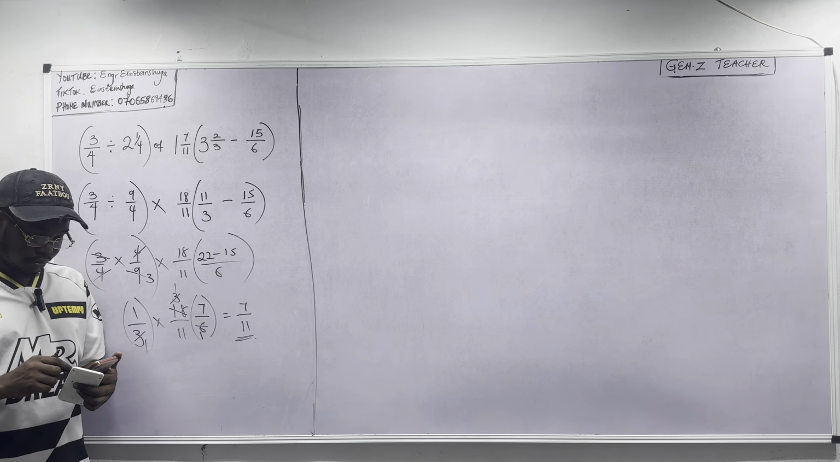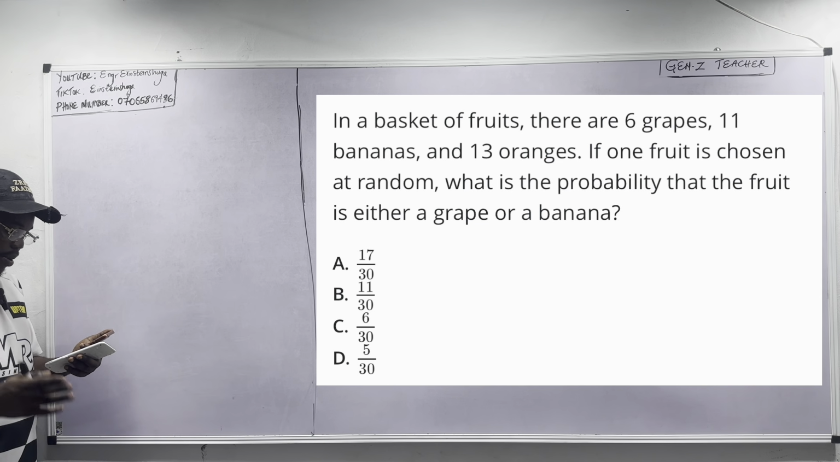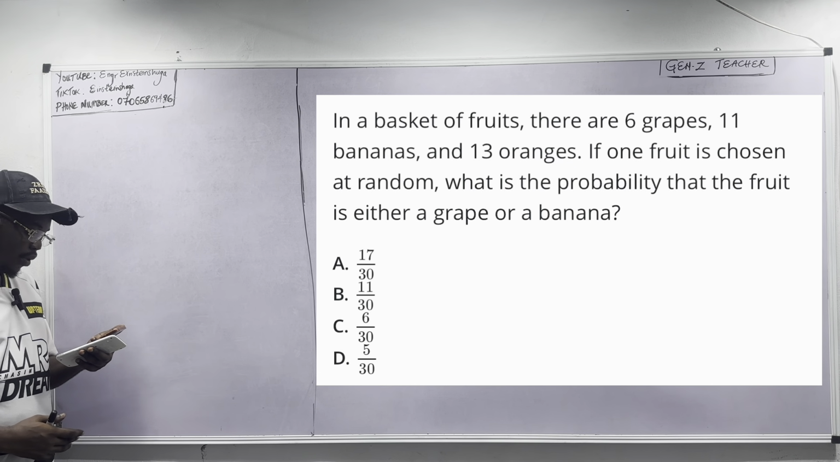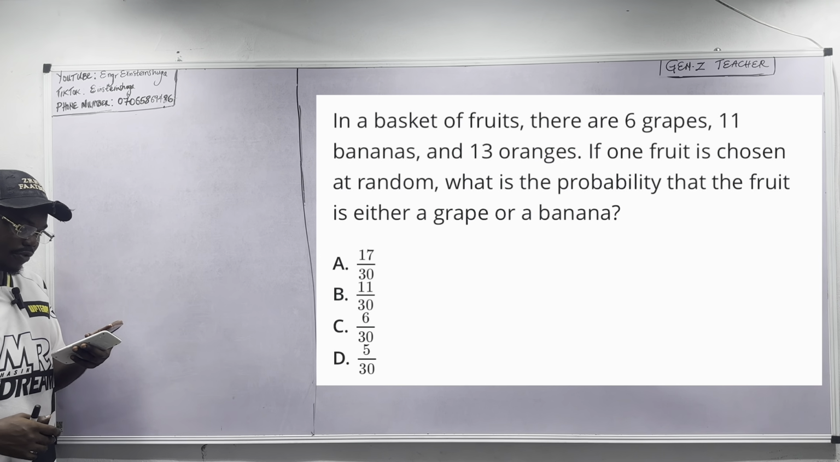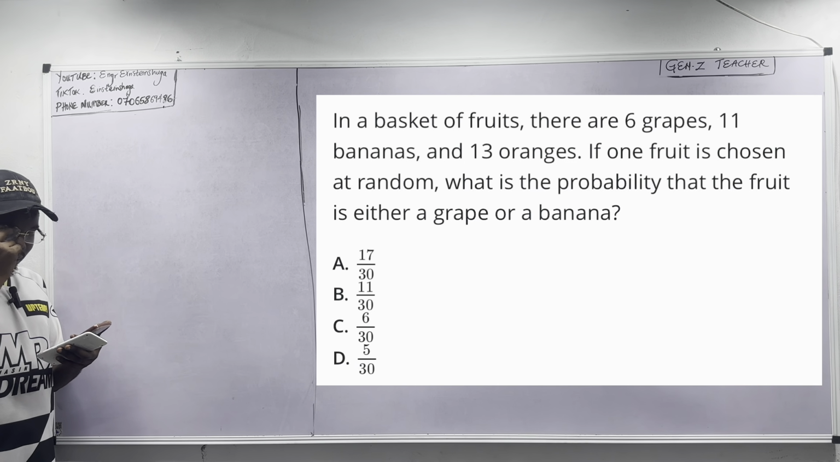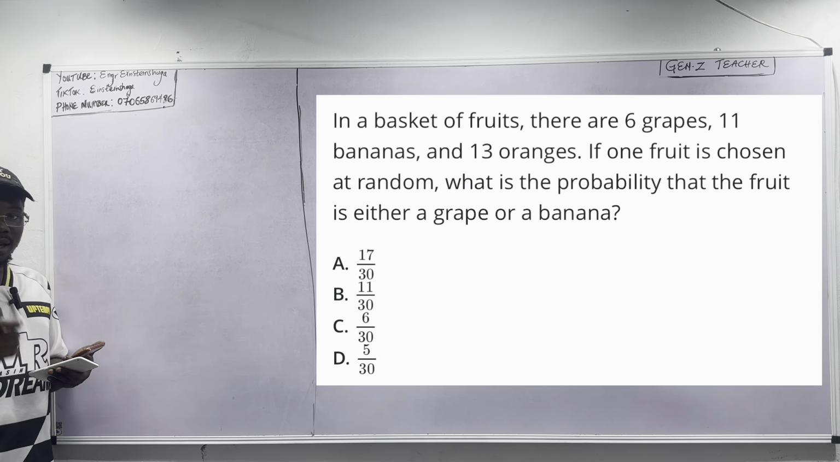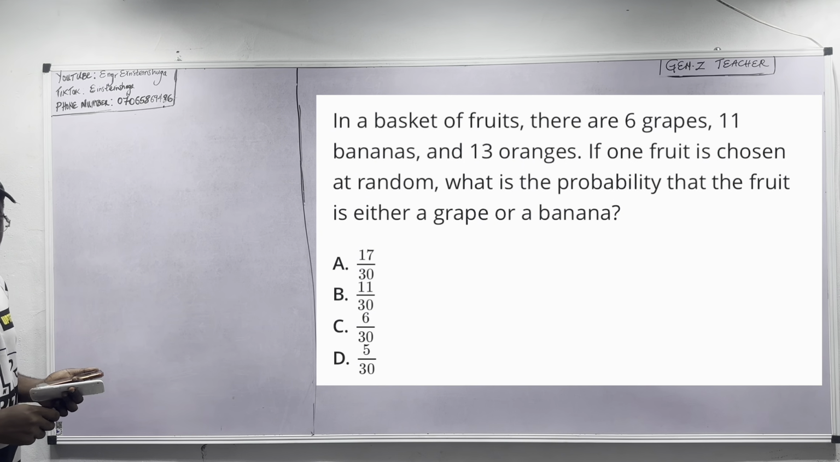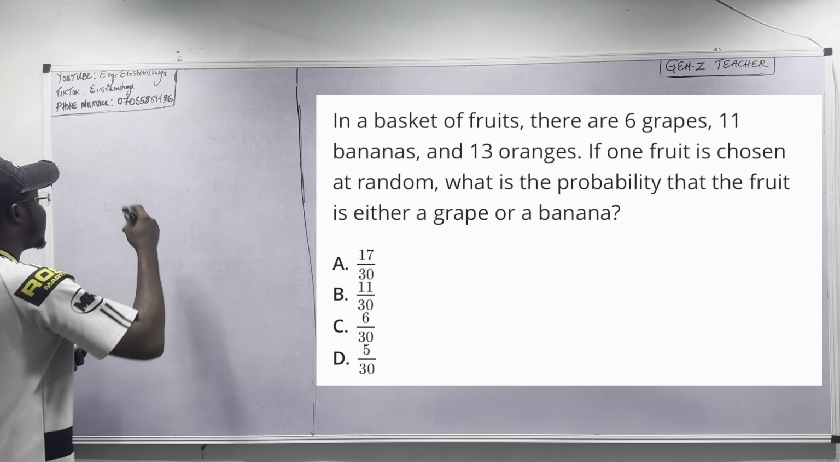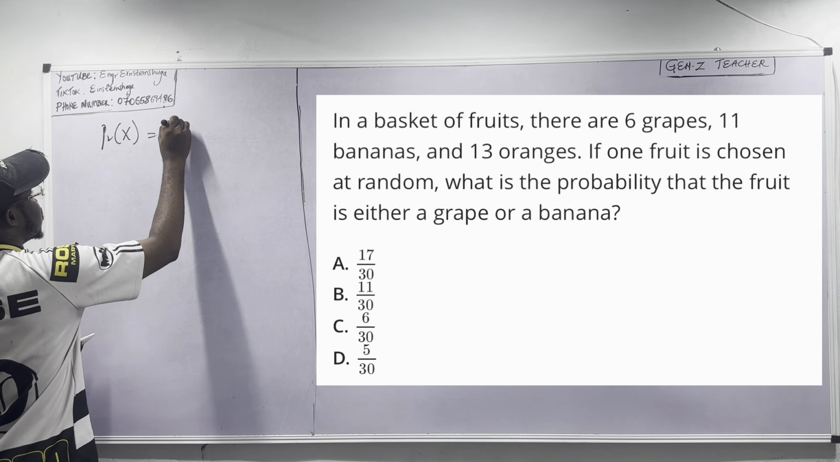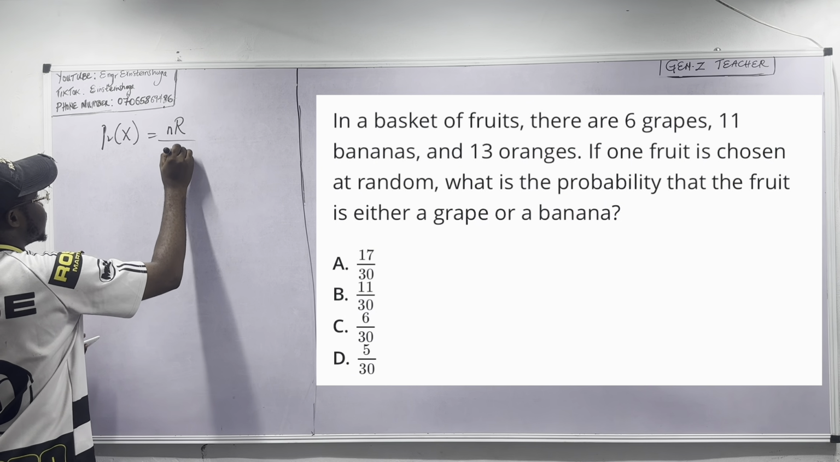Okay, number 21. In a basket of fruit, there are 6 grapes, 11 bananas, okay, 13 oranges. If one fruit is chosen at random, what is the probability that the fruit is either a grape or a banana? Okay, now quickly let's solve this question. Probability of any event, okay, is basically the number of required outcomes over the number of total outcomes.